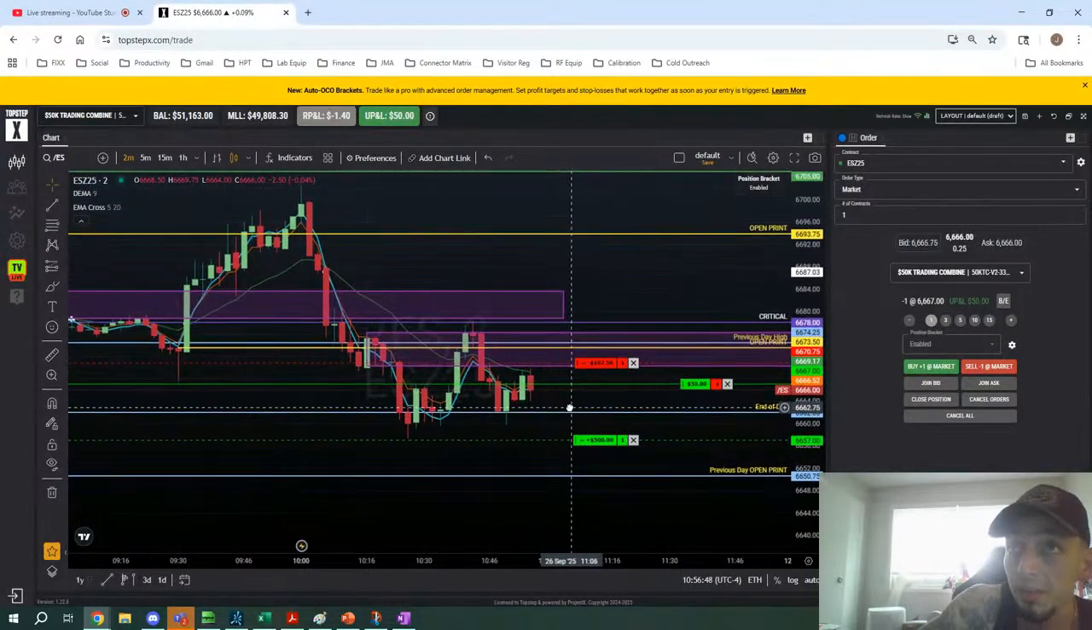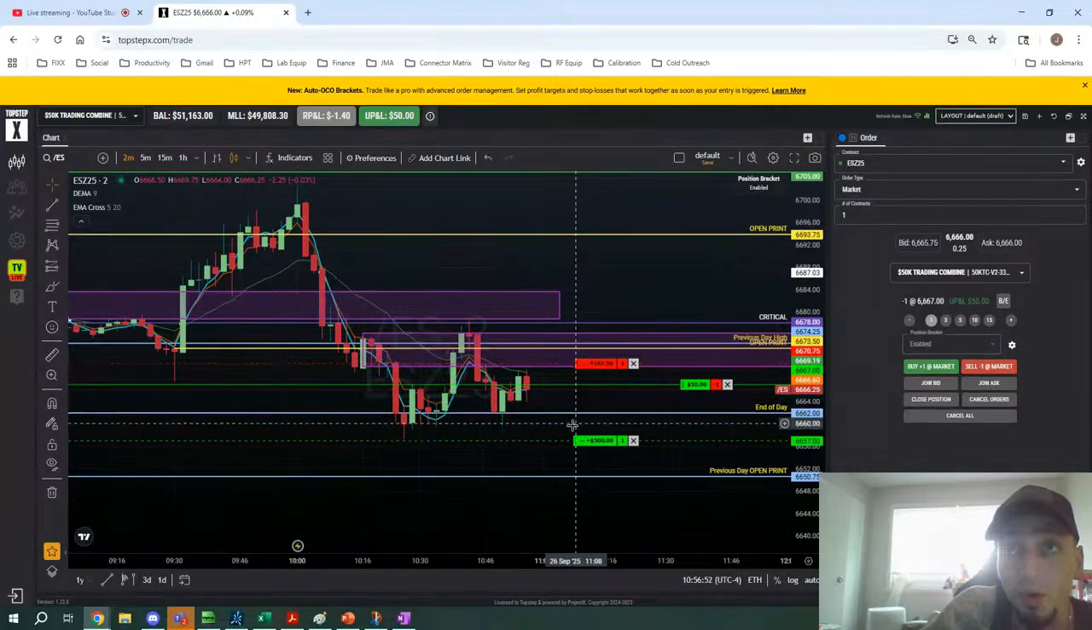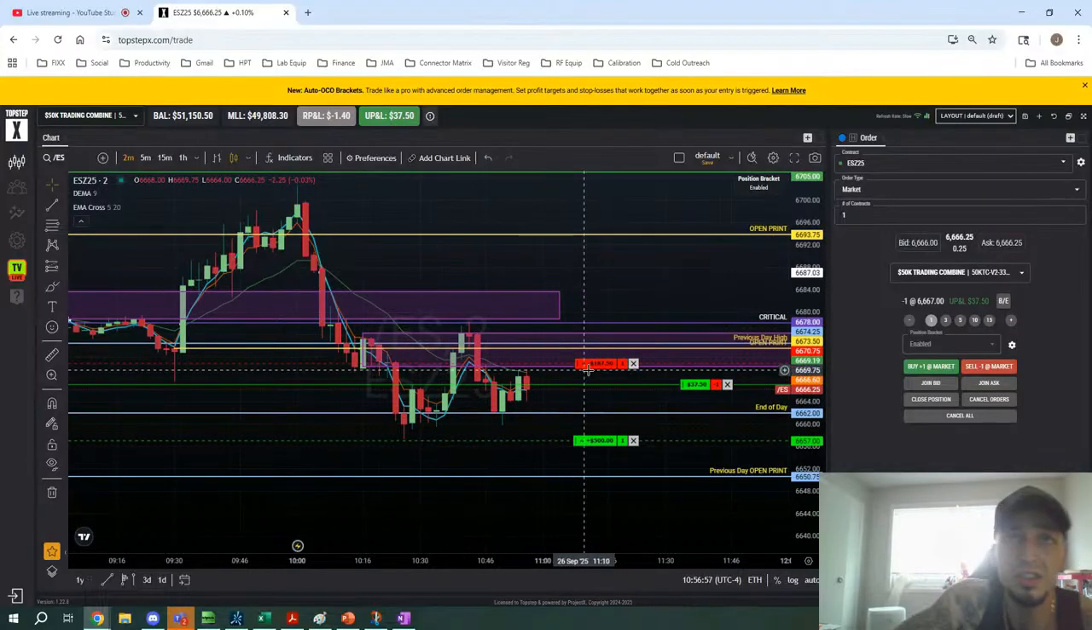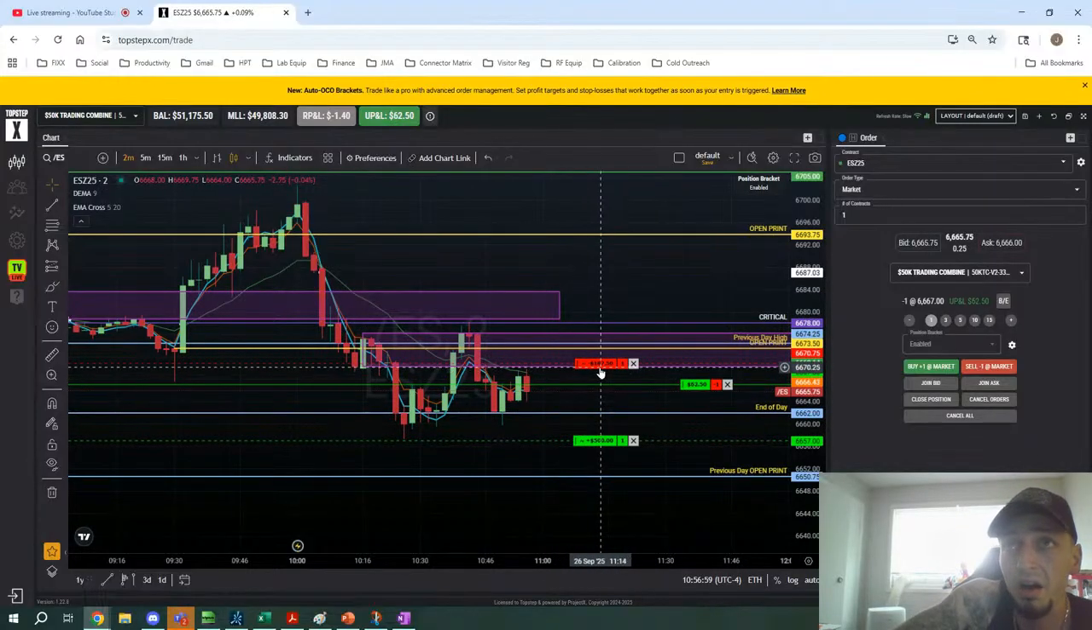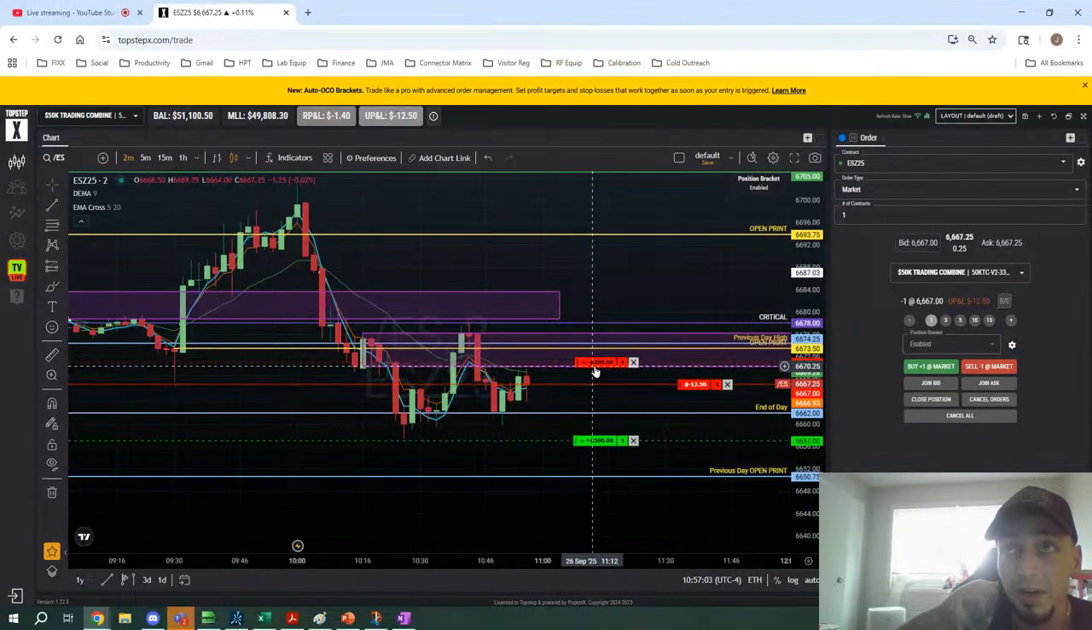Two-minute 20, pretty much respected. I want to see this continue to hold here. Targeting a low of day. Let's see what we get. Super tight risk. I could probably put it a little bit higher, just so it's not... yeah, I'll put it like right here.